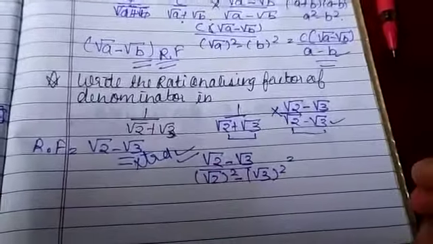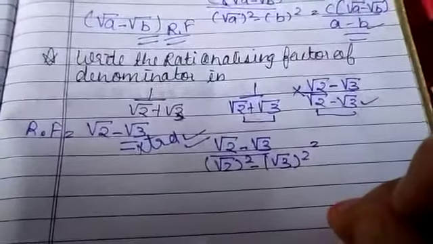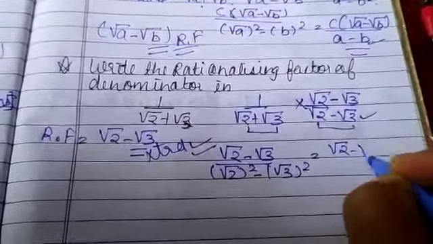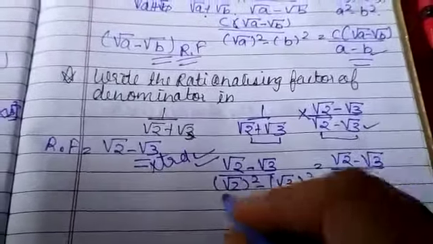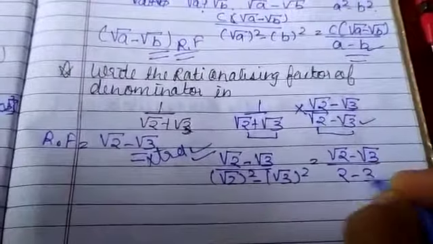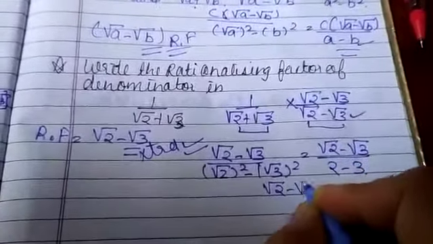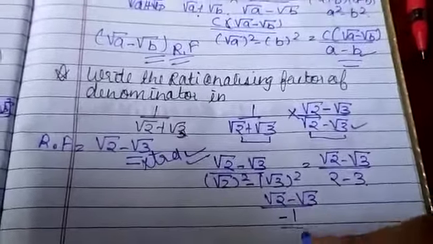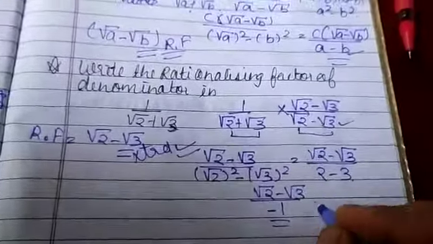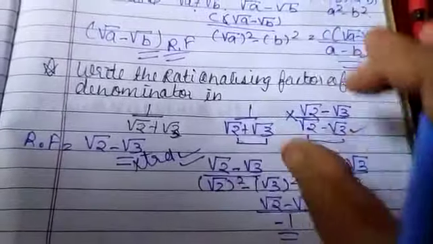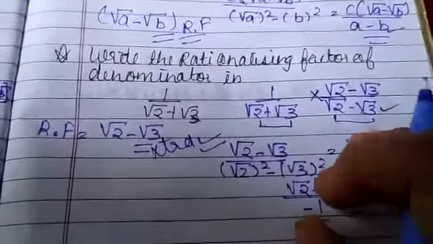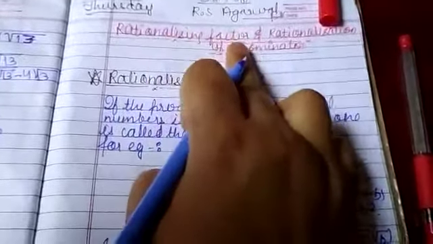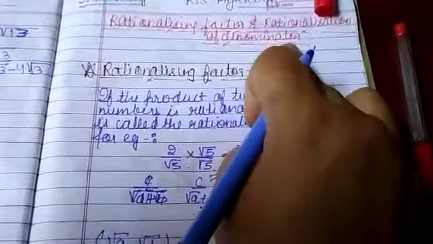But as this topic is new for you, I am just solving it so that you can understand it in a better way. So this is under root 2 minus under root 3, and a square minus b square is 2 minus 3. So you will get under root 2 minus under root 3, and 2 minus 3 will be minus 1 because 3 is greater and its sign is negative. This whole process is called rationalization of denominator. See, in the starting only I told you rationalizing factor and rationalization of denominator.